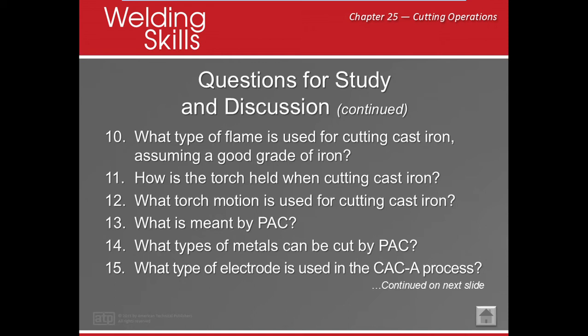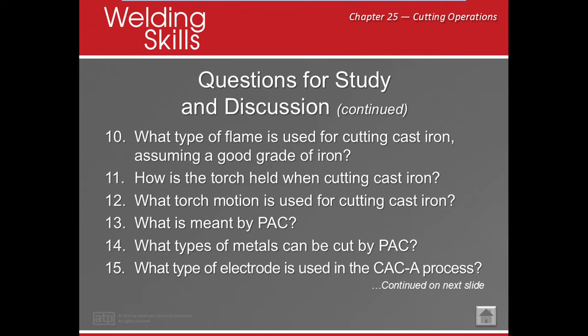We want to hold the torch at an angle of approximately 40 to 50 degrees and heat a spot about 1/2 inch diameter. And we're going to use a swinging motion when we cut it. Okay. All right, what is meant by PAC? Plasma arc cutting. And it uses a constricted electrode or arc to remove the molten metal with high velocity jet arc ionized gas through constricting arc.